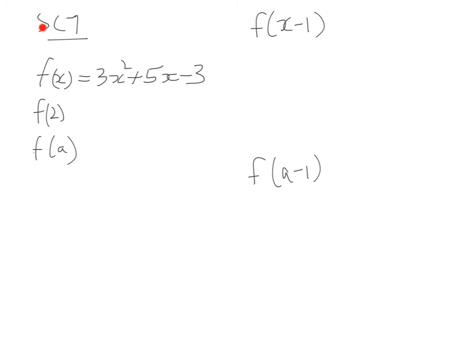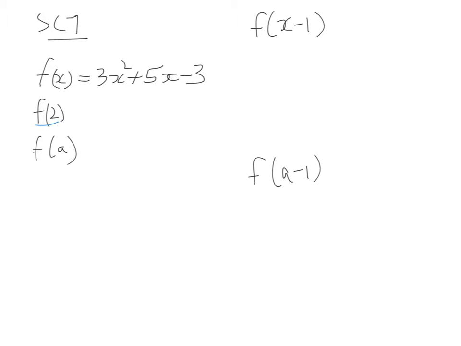Now, the seventh success criterion has to do with being given a function in function notation, f of x, and then being given things like f(2), f(a), f(x minus 1), f(a minus 1). This doesn't have to be f, it can be g, h, q, or p for polynomial, it doesn't matter.